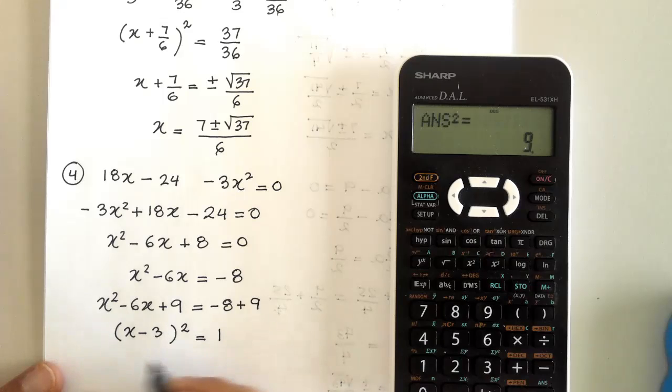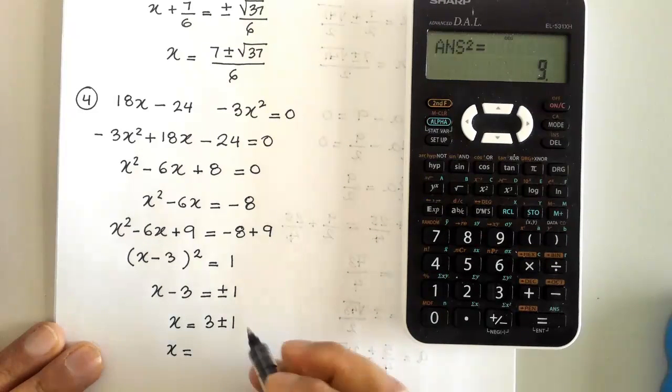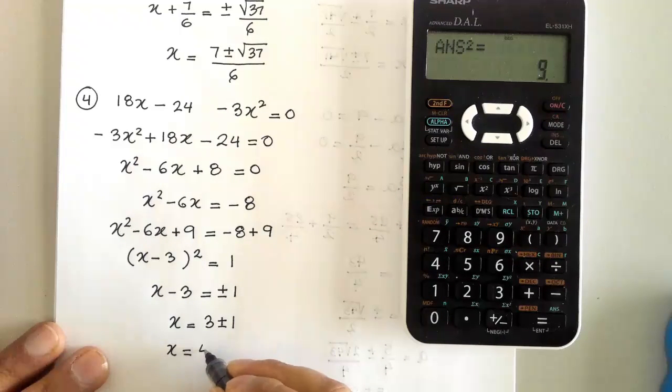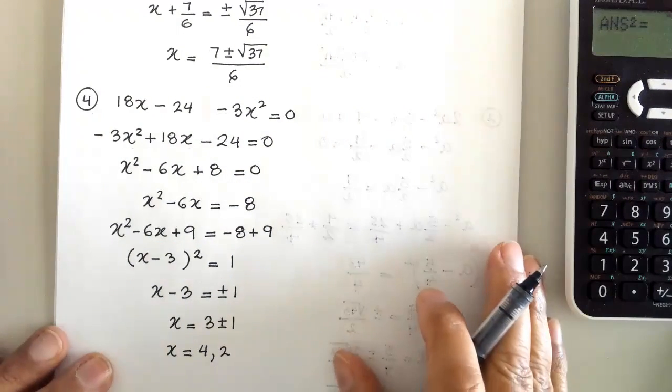Okay, and then we're going to square root both sides, so it's going to be x minus 3 is equal to plus or minus the square root of 1, which is just 1. So therefore we're going to have x is equal to 3 plus or minus 1. And then we're going to have x is equal to 3 plus 1, which is 4, or 3 minus 1, which is 2. Okay, and then we have the 2 solutions in this case.